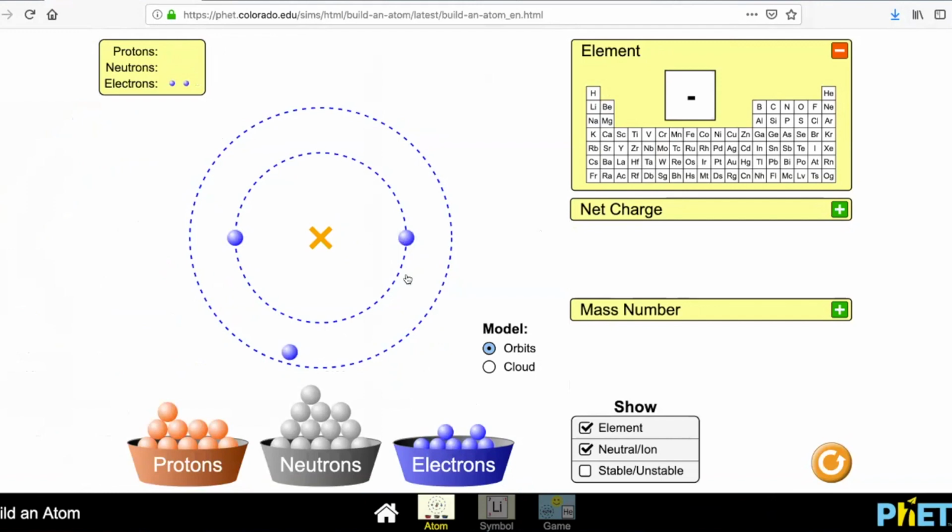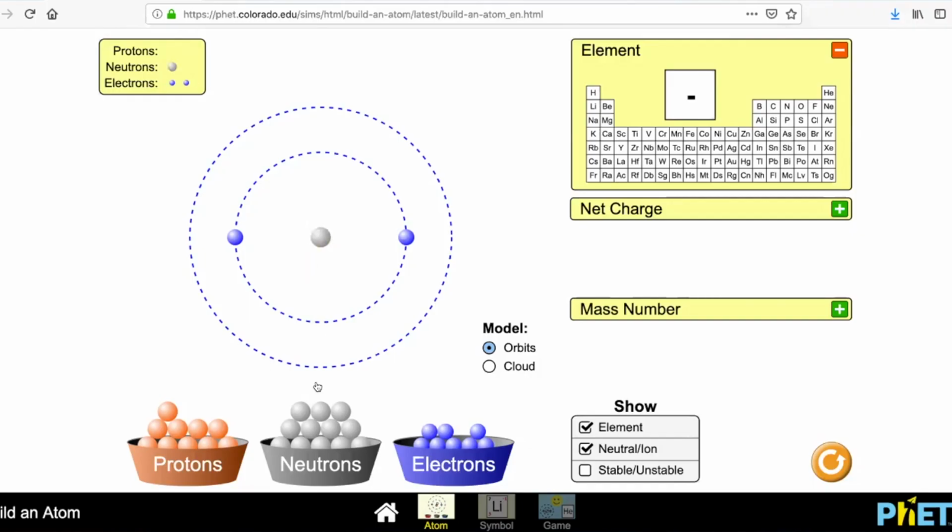I also noticed that if you just do these gray neutrons, it doesn't form an element. And you could do as many as you want, and I think it's going to be pretty unstable if you do that, but it didn't become an element until you added a proton.